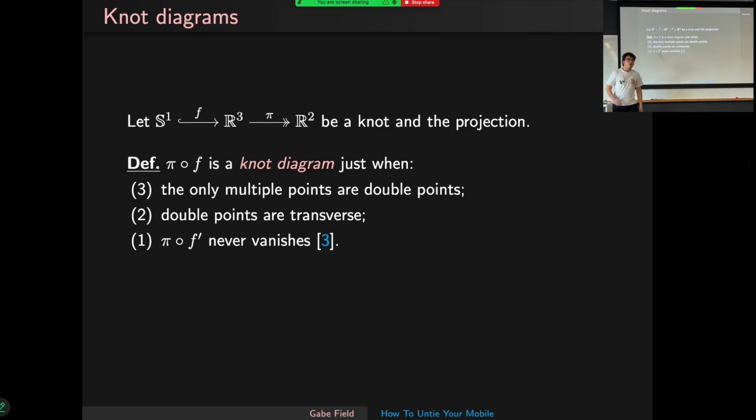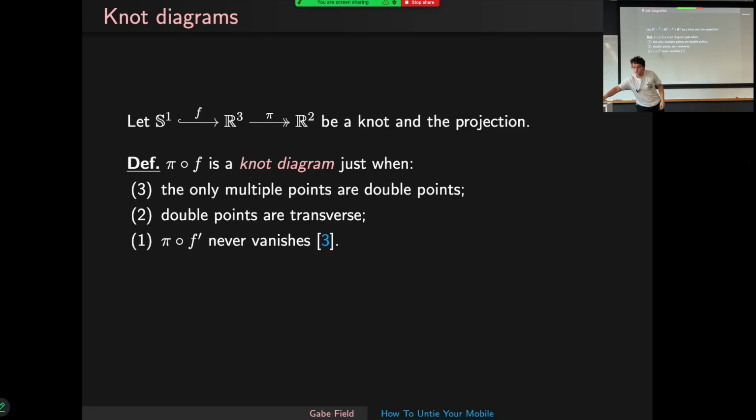Knot diagrams. Well, what is a knot diagram? If I have a knot and then the projection, I'm going to say that their composite is a knot diagram just when the following 3 conditions hold. Number 3, any multiple points, that is points with pre-image more than 1, have to be double points. Pre-image is exactly 2 points. All these double points must intersect transversely.